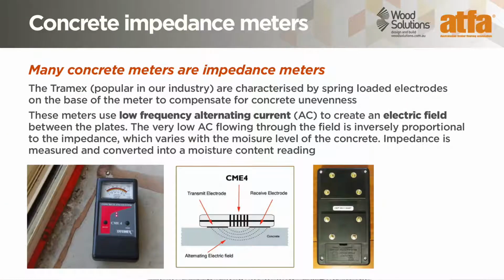Many concrete meters are impedance meters, and they work similarly to timber capacitance meters with 2 electrode plates in the base of the meter and an electric field that passes through the concrete between the electrodes. The Tramex, which is popular in our industry, is characterised by spring-loaded electrodes on the base of the meter to compensate for concrete unevenness. These meters use low-frequency alternating current, AC, to create an electric field between the plates. The very low AC flowing through the field is inversely proportional to the impedance that varies with concrete moisture. The impedance is measured and converted into a reading of the concrete moisture content.